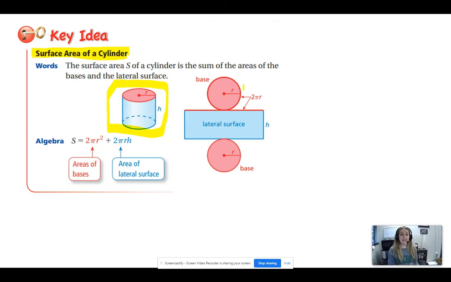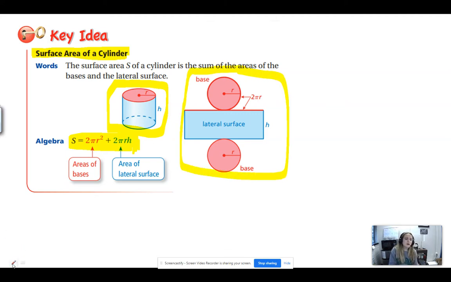Notice that a cylinder has two bases, the circle on top and the circle on bottom. We just learned about circles in chapter 8, so our equation is going to have something to do with that. I want you to write down S equals 2 pi r squared plus 2 pi r h. And this is how we are going to think about this. I do want you to write down this net as well.